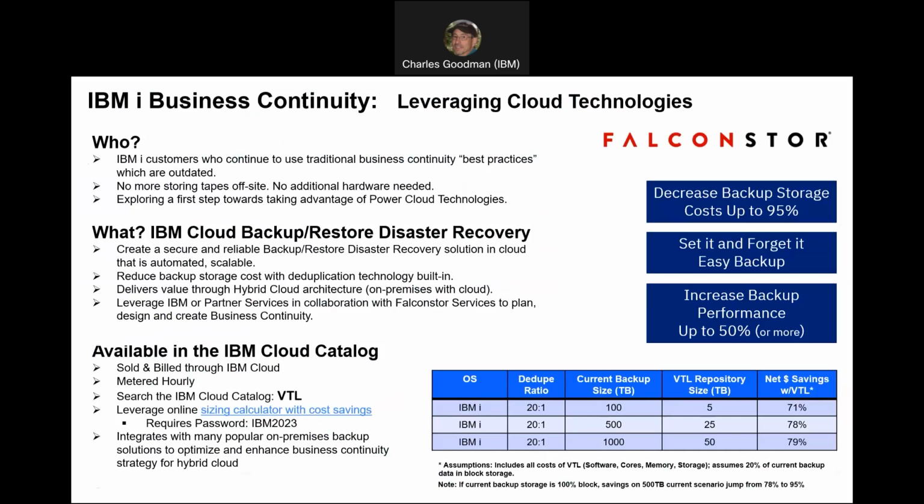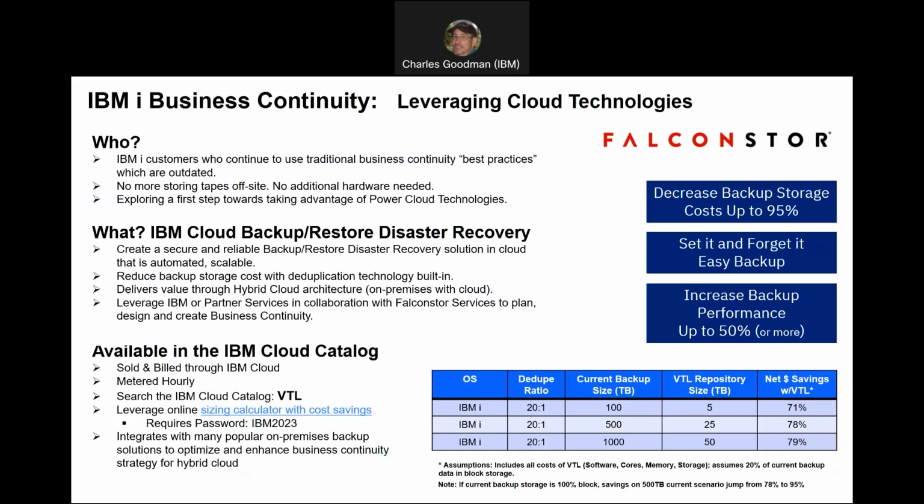This is a prepackaged environment that you can set up. There are some great benefits of this. The Falcon Store product does a dedupe on IBM i and it typically gets about a 20-to-1 dedupe ratio, though I've seen stuff go much higher than that. So what that little table down there says is if you have a customer that has a current backup size of 100 terabytes, they can put it in a virtual tape library repository with 5 terabytes. This can dramatically reduce the storage costs for doing backup.